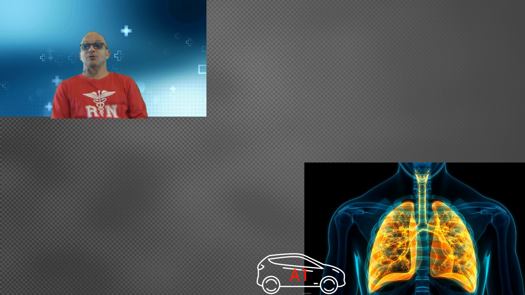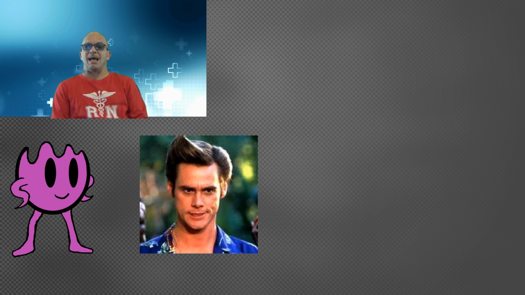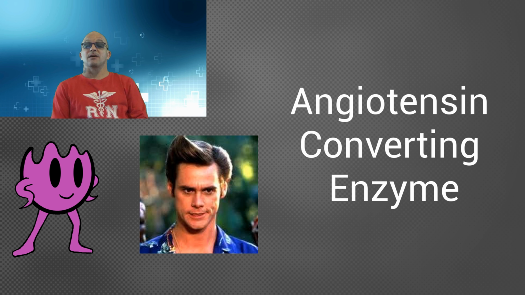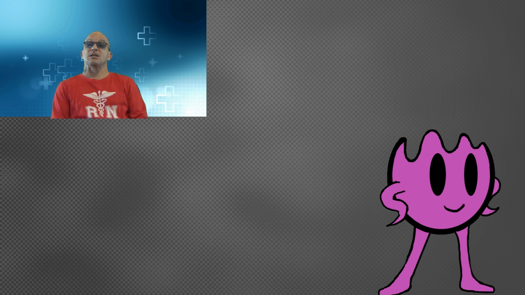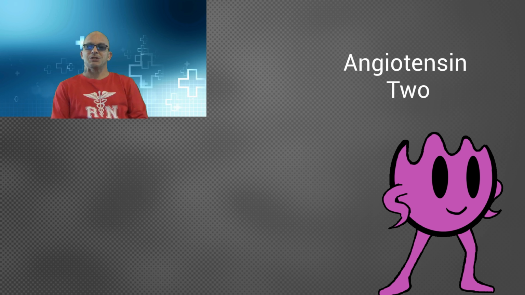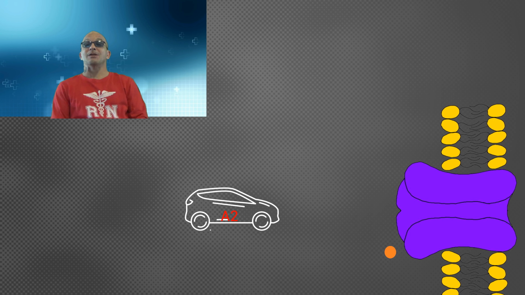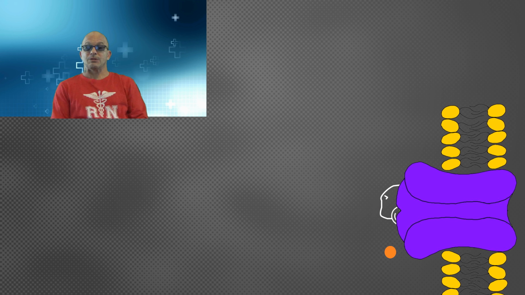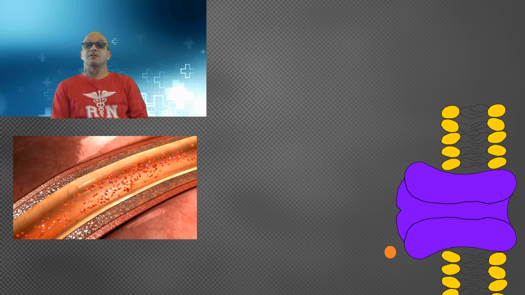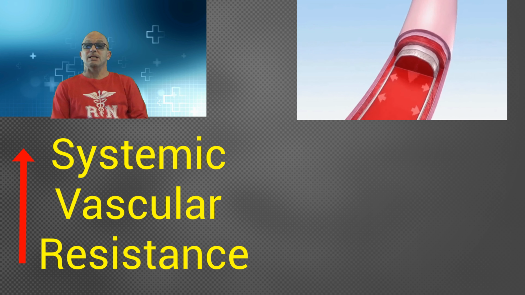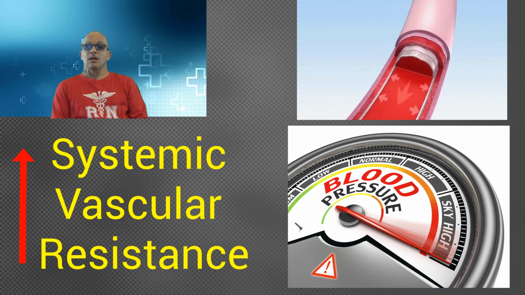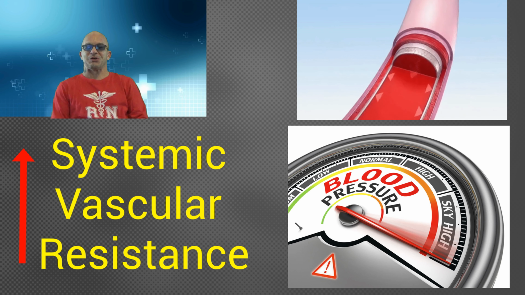Angiotensin 1 travels to the lungs, where it is transformed by an enzyme in the lungs known as ACE, or angiotensin converting enzyme. This enzyme converts angiotensin 1 into angiotensin 2. Angiotensin 2 then travels to type 1 receptors that are found in the vessels of smooth muscles and in the adrenal glands, which causes vasoconstriction. This will increase systemic vascular resistance, which will increase the blood pressure.